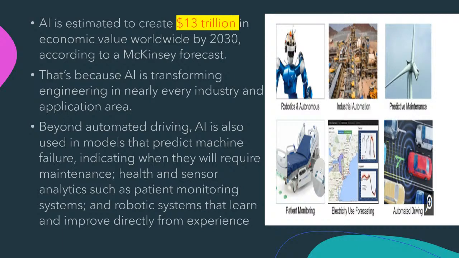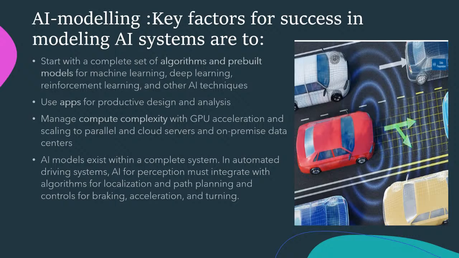So like that, all these things will happen by using artificial intelligence algorithms. Suppose you are sitting in your vehicle. A key factor for success in modeling artificial intelligence systems is to start with a complete set of algorithms and pre-built models for machine learning, deep learning, reinforcement learning and other artificial intelligence techniques.